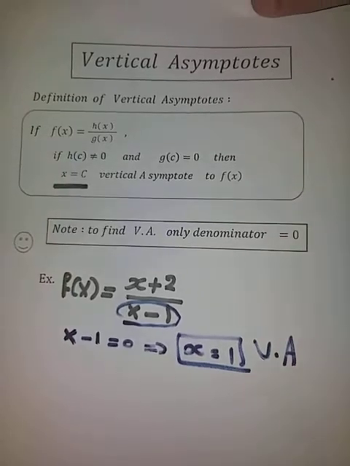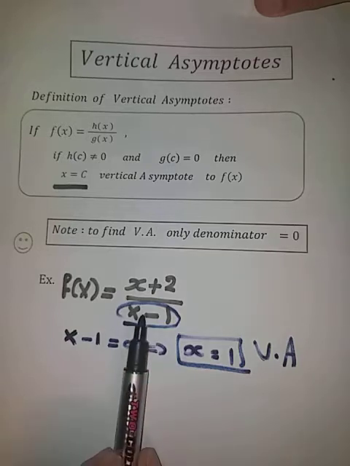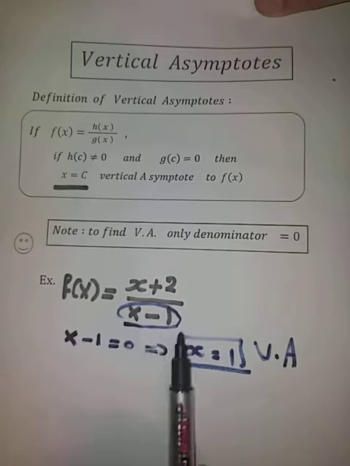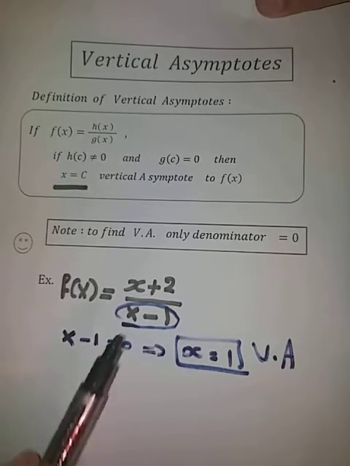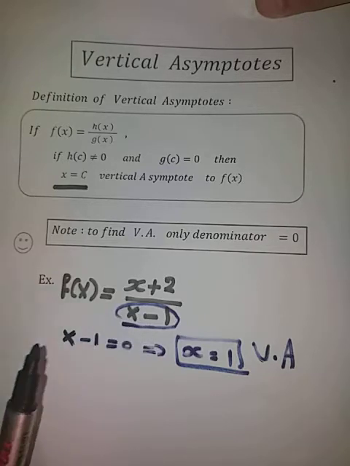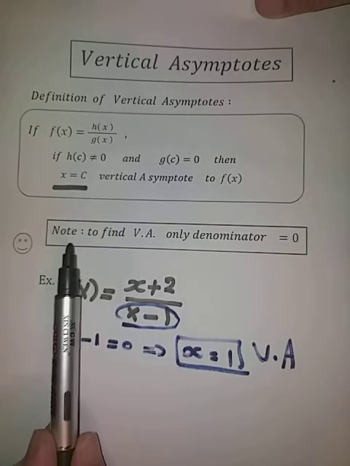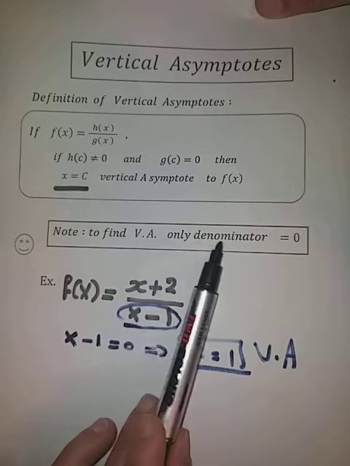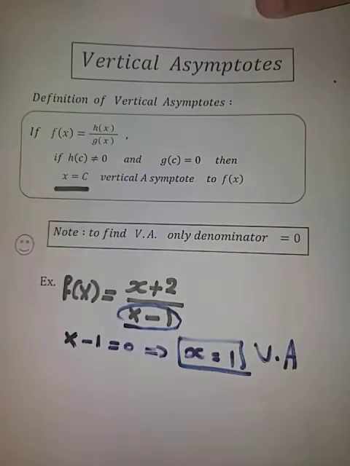What's the difference between vertical asymptote and domain? For the domain, we just look at where the denominator should not be 0. For the vertical asymptote, if the numerator and denominator are both equal to 0, then it is not a vertical asymptote. Look at this note: to find the vertical asymptote, only the denominator should be 0, not the denominator and numerator.